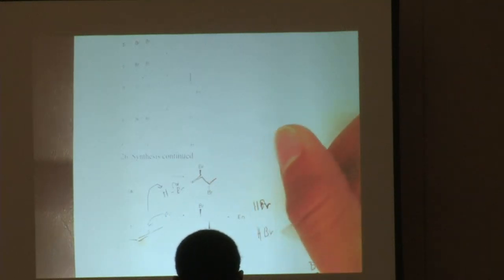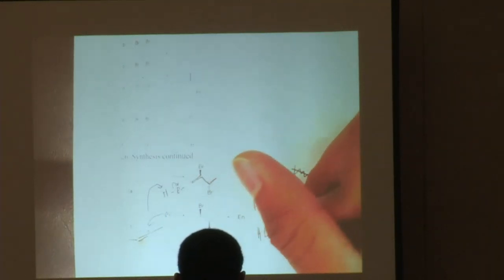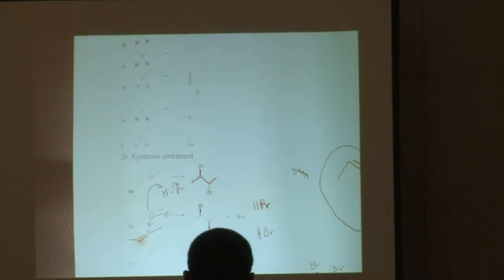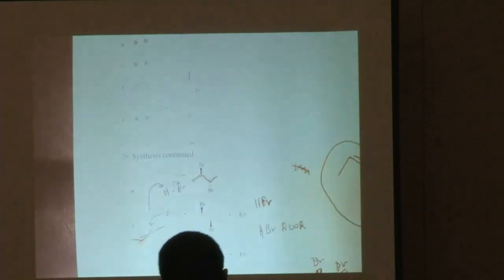So Br2 won't work for this because that'll give anti-addition. You need to use HBr and HBr and peroxide. Two separate steps to ever get syn addition. But it doesn't matter if you use the one with peroxide first or second, you just need to make sure you use two different ones.